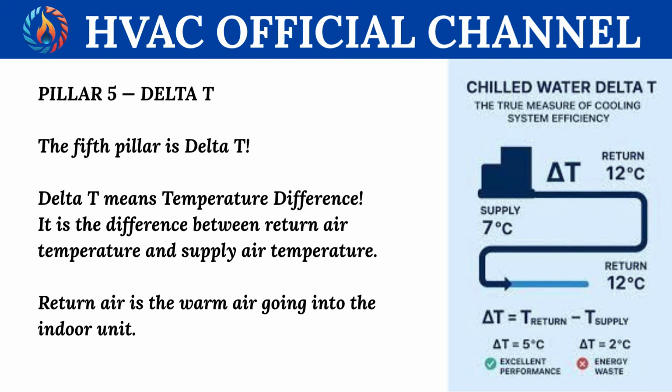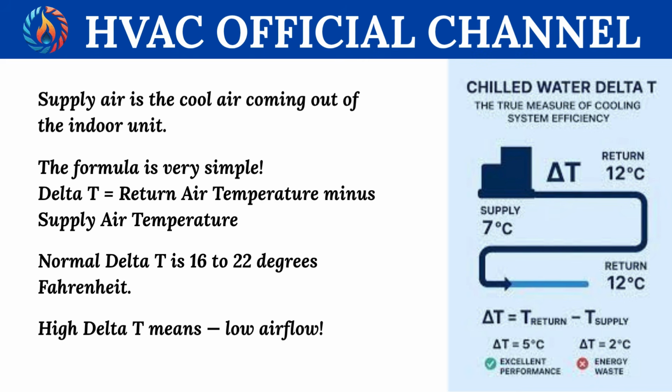The fifth pillar is delta T. Delta T means temperature difference. It is the difference between return air temperature and supply air temperature. Return air is the warm air going into the indoor unit. Supply air is the cool air coming out of the indoor unit. The formula is very simple. Delta T equals return air temperature minus supply air temperature.